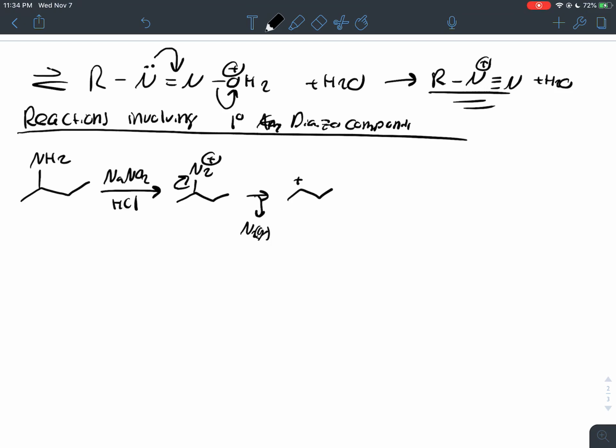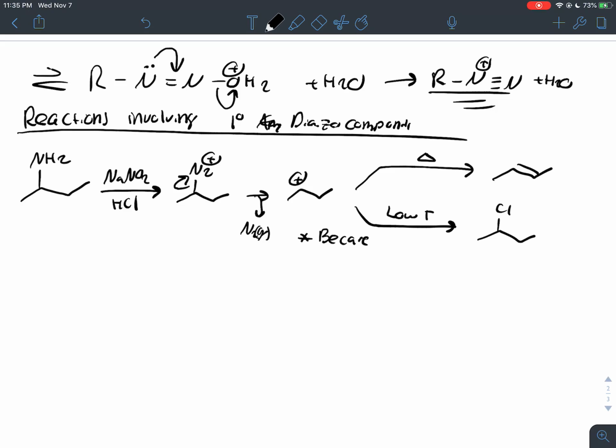Now you have a carbocation. If you have heat, then you eliminate. If you have a low temperature, low T, or anything else, you're going to have substitution. Because it's a carbocation, be careful of rearrangement.